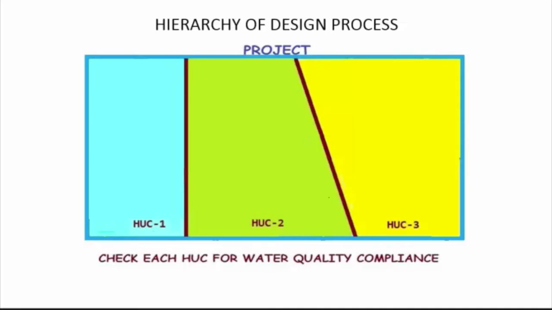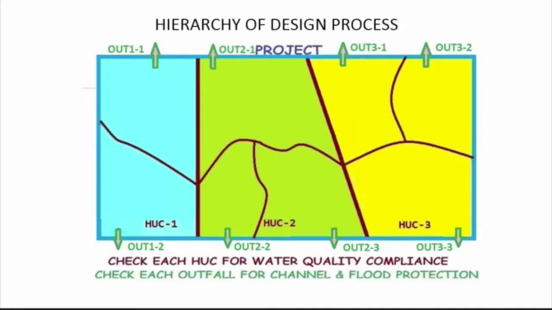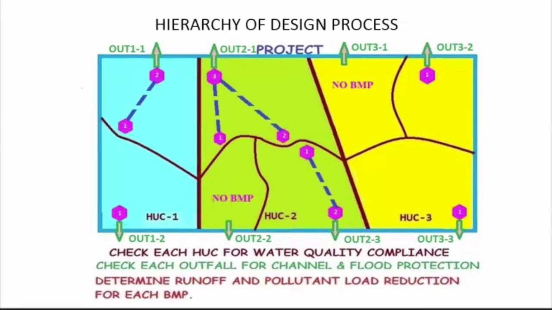As we said before, a project can have a number of hydrological unit codes. Linear development projects may have more than one, whereas site development projects might just be confined to one HUC. Each HUC will have to be checked for water quality compliance. Each HUC will have a number of outfalls, and each outfall will have to be checked for water quantity control, for channel and flood protection.